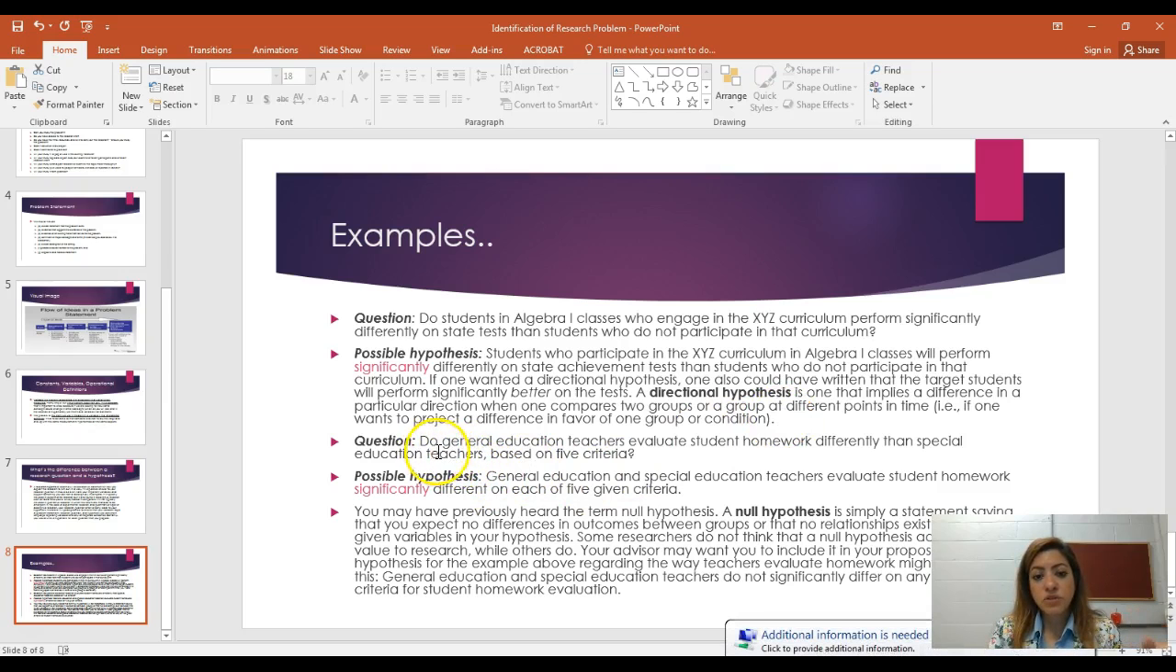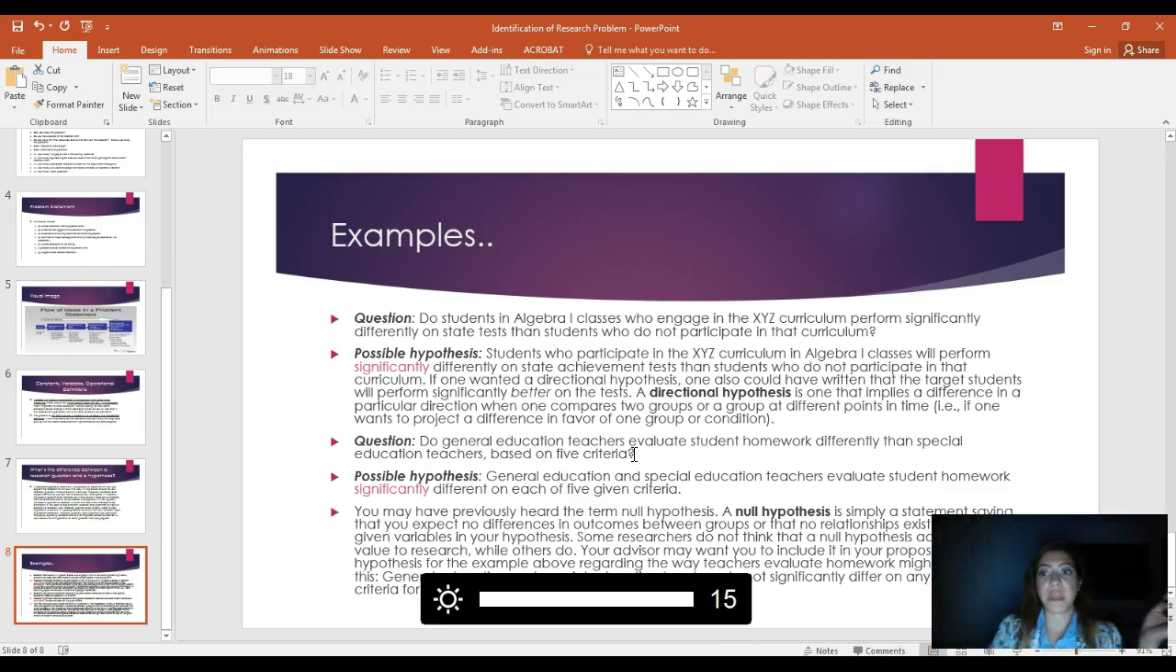When I ask the question, do general education teachers evaluate students' homework differently than special education teachers based on 5 criteria? Look at this. This is how specific this question could be.